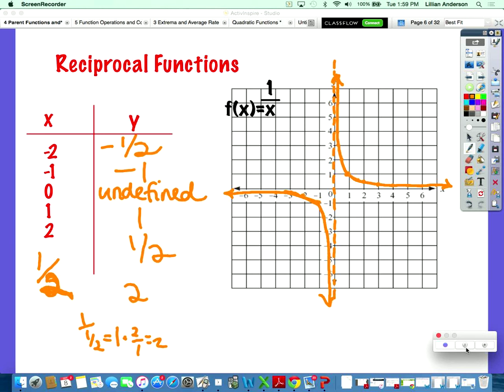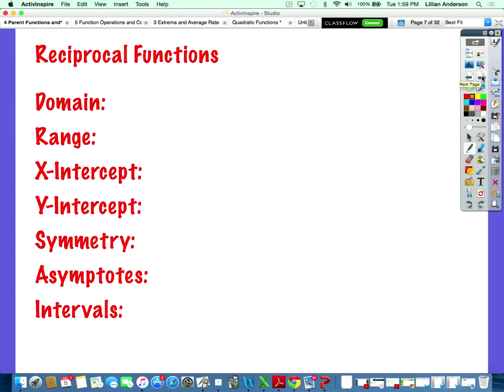Has everyone got it? Make sure they're good looking pictures. These are your notes. Let's look at the information relating to it. Who thinks they know what the domain is for this function? Henry, what do you think? Negative infinity to 0, union 0 to infinity, because you're saying there's a break at 0. Wasn't there a break? It was that vertical asymptote along your y-axis.